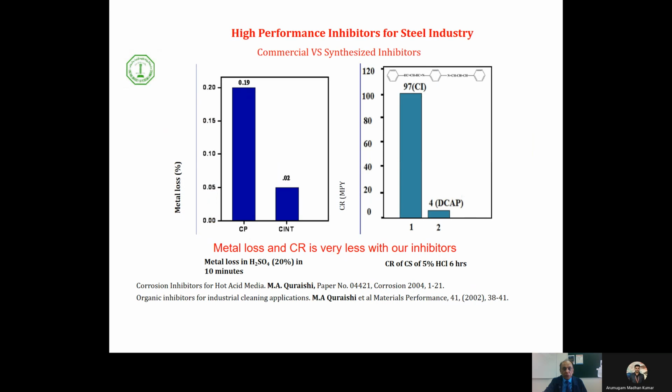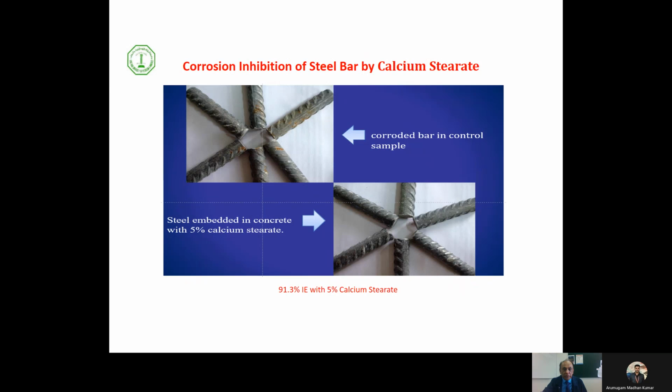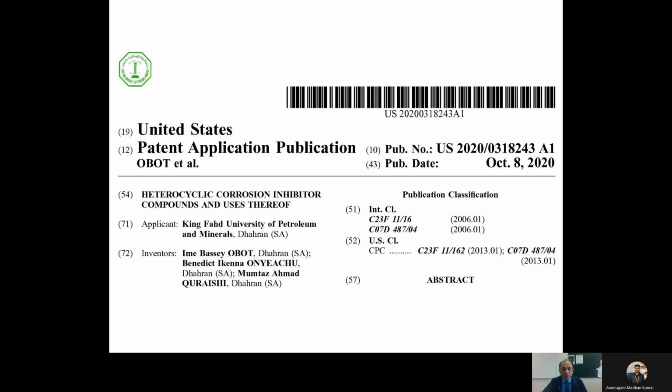For the steel industry also we developed good inhibitors and compared their performance with commercial inhibitors. They were found to be more effective than commercial inhibitors. We have also developed an inhibitor for reinforced steel bars, and in this case we developed calcium stearate. This calcium stearate at 5% concentration gives a very good efficiency of 93%. You can see this steel bar: without inhibitor some rust is there, and with inhibitor no rust is there. We have also been granted one patent on our inhibitors.